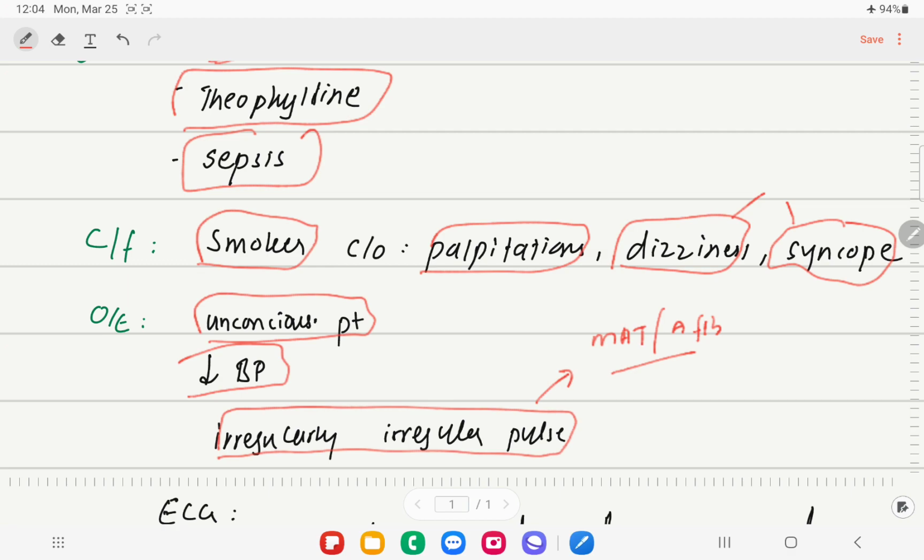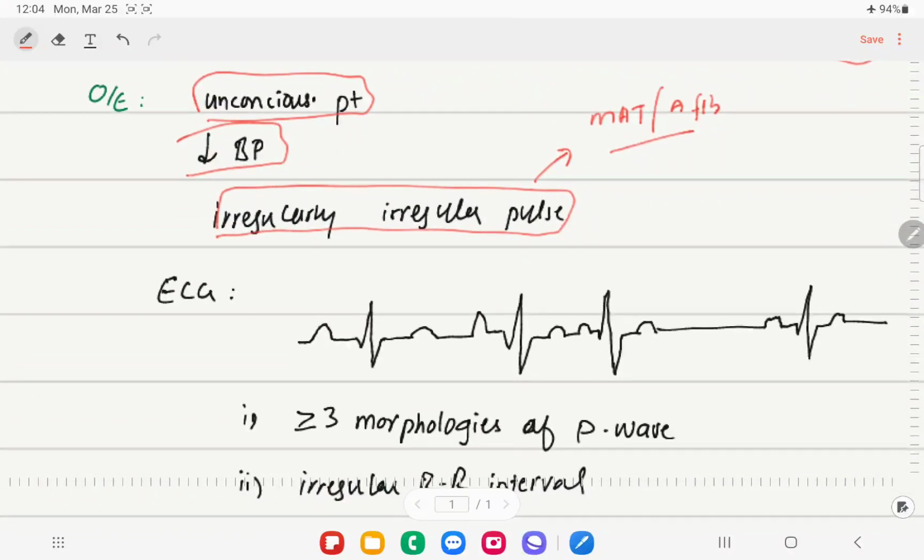On ECG, if we get the ECG done, it will help us to differentiate between atrial fibrillation and multifocal atrial tachycardia. We're not going to find any P wave in atrial fibrillation. There will be some fibrillatory waves, called the F waves. While in multifocal atrial tachycardia, you're going to see multiple morphologies of P wave, just like I have drawn here.